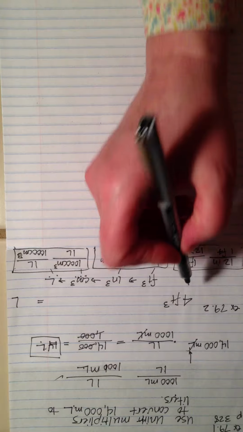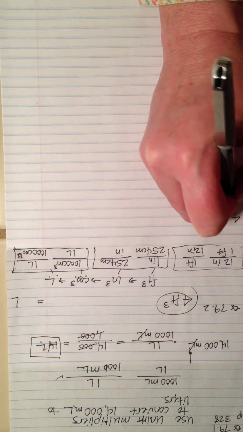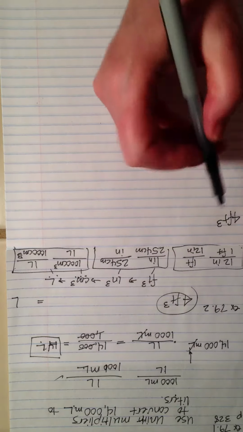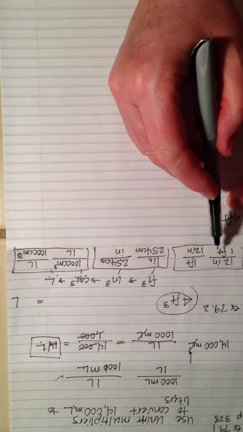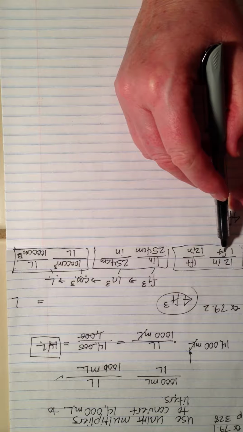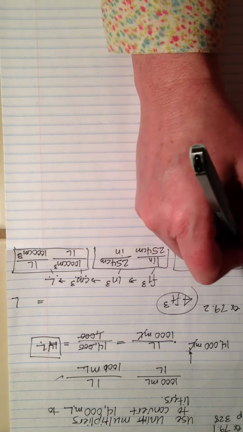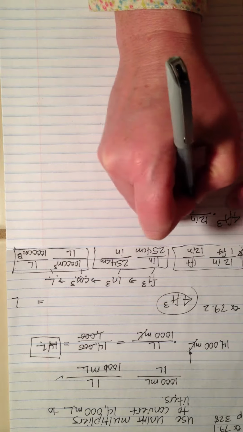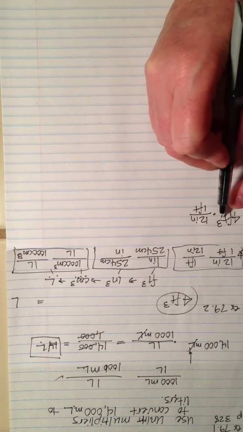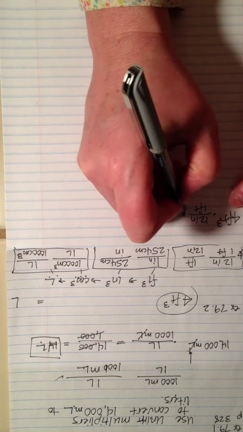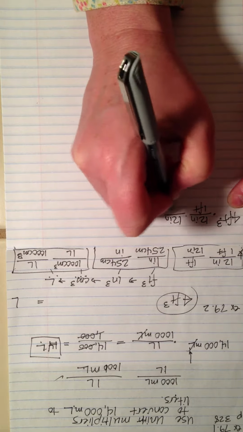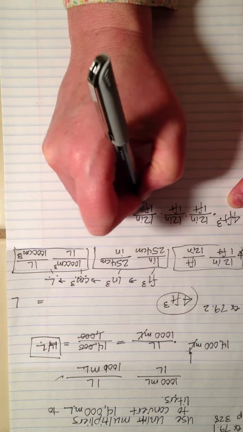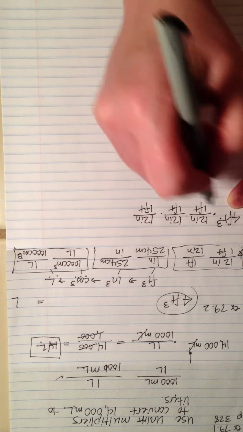So let's start with our 4 feet cubed, and then we want to choose the ratio that has our starting unit on the bottom. So that would be this one. Then we'll multiply it by 12 inches over 1 foot. Now notice we do have a cubed here, so we have to do it 3 times: 12 inches over 1 foot times 12 inches over 1 foot times 12 inches over 1 foot. So now we've taken care of the first transition.